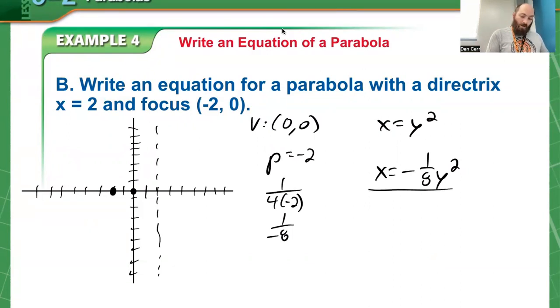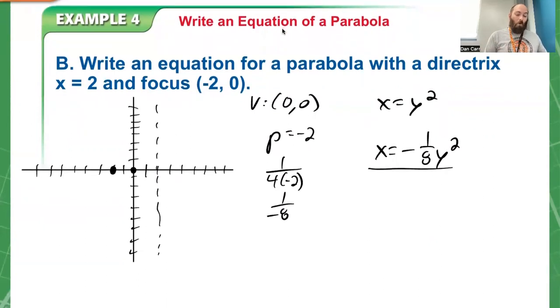Okay. So there's my equation right there. The last thing I want to do to help graph this, well, actually, technically the directions are done. I've got everything I need, but if I did want to graph it, same thing as before, let's find the 2 endpoints for the latus rectum.